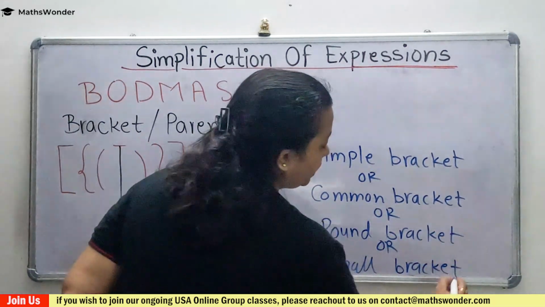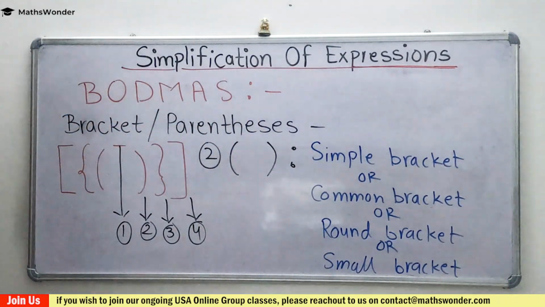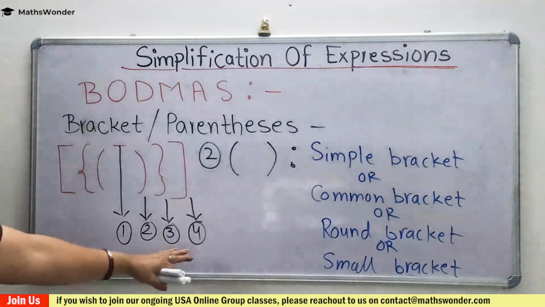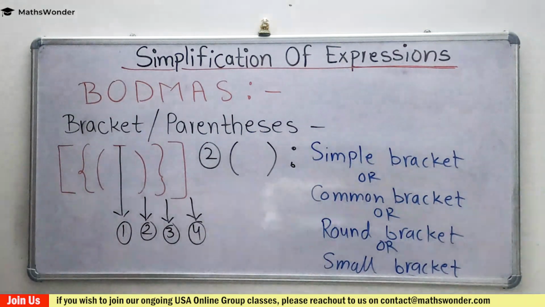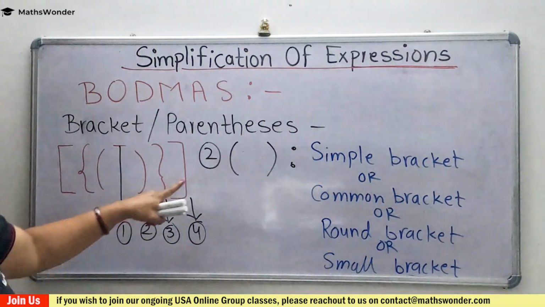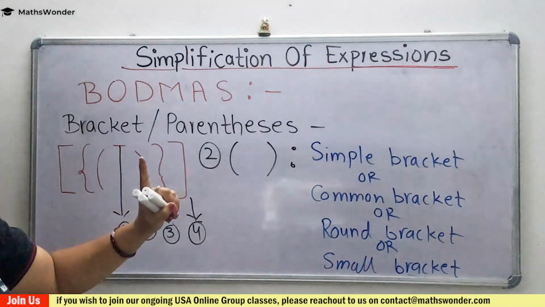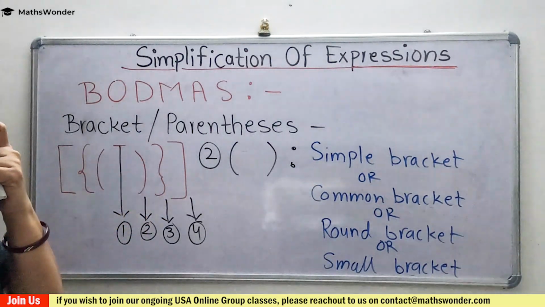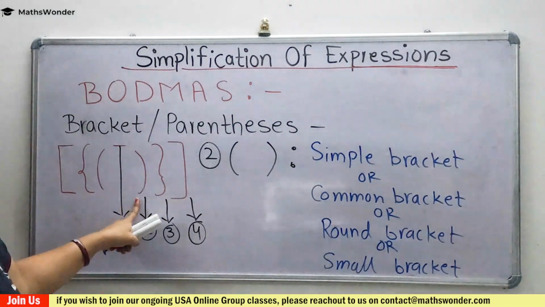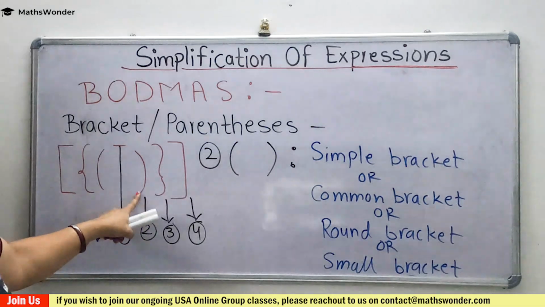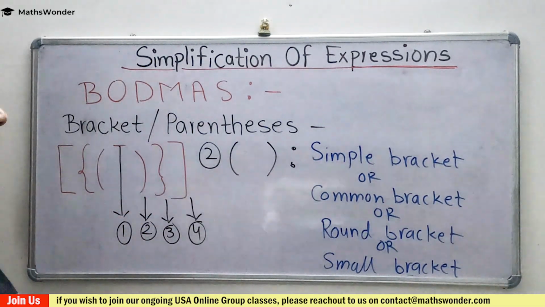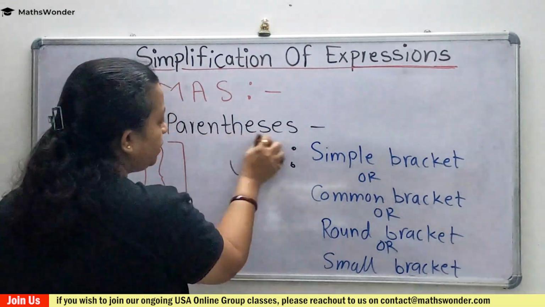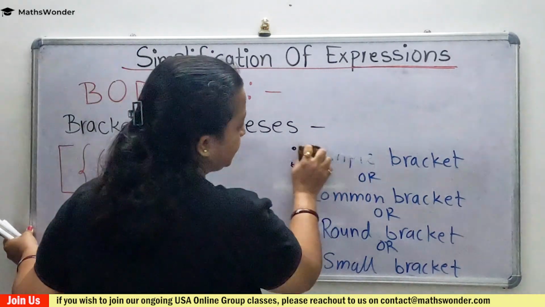The same thing we'll do in the PEMDAS rule. P stands for parenthesis. There are 4 types of parenthesis as I explained here. So this is the simple bracket, common bracket. Whenever in a question we don't have the line or vinculum, you will move to this simple bracket. If this is not there, then you will move to the curly brackets.